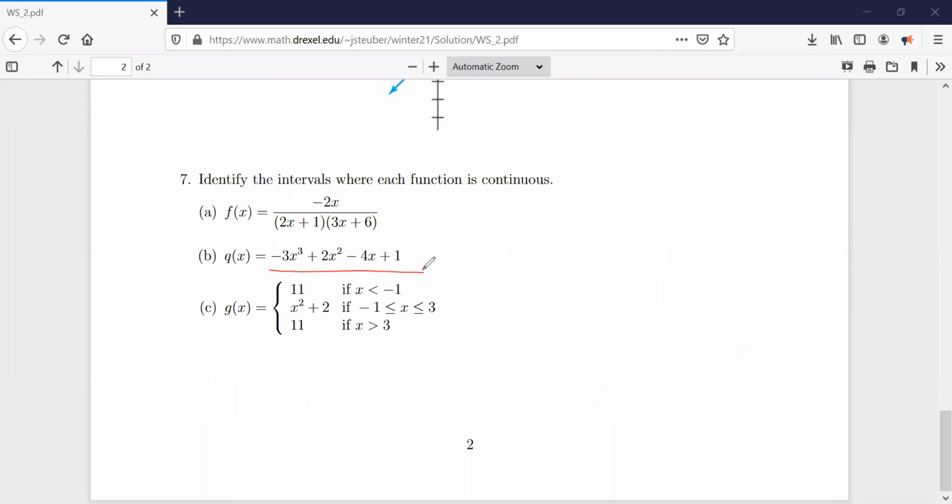What about this guy? Where will this be discontinuous? Where are the discontinuities for this guy? Nowhere. Yeah, it's a polynomial. Polynomials are defined everywhere. This guy is continuous everywhere. Therefore, it's just -∞ to infinity, the whole real line.